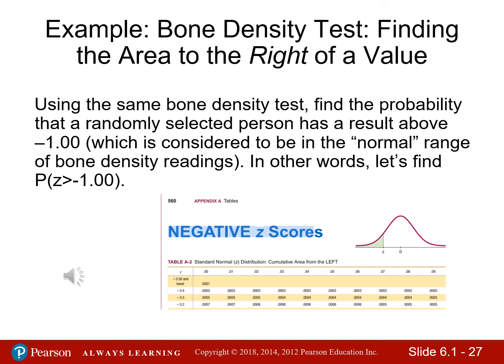Let's consider another example of our bone density test. This time we will find the area to the right of a z-value. Using the same bone density test, find the probability that a randomly selected person has a result above -1.0, which is considered to be the normal range of a bone density test reading. In other words, let's find the probability that z is greater than negative 1.0. Because our z-score is negative, we will use the negative z-score side of the standard normal distribution table.